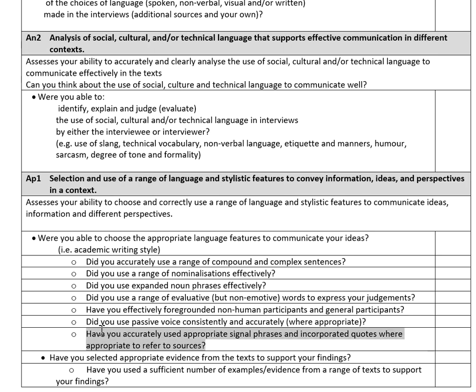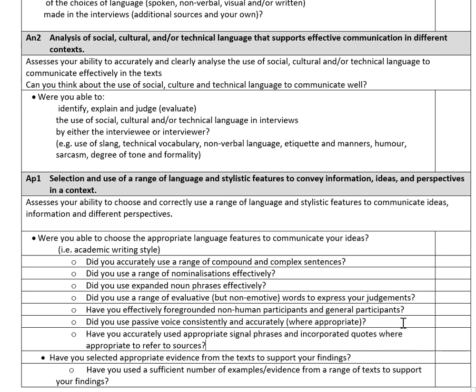Have you accurately used appropriate signal phrases and incorporated quotes where appropriate to refer to sources? And some of our signal phrases might include some of our linking terms like however, because however will show us that you're about to introduce a point that might be opposite to what you were saying before, or in contrast, subsequently. In conclusion is a signal phrase that shows us exactly where the ending is, basically, and that we're coming up to the finish or the end of our report.